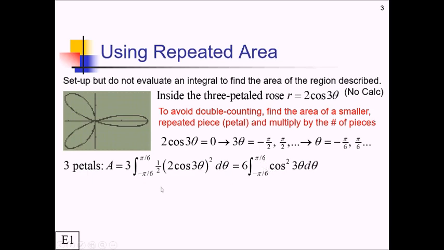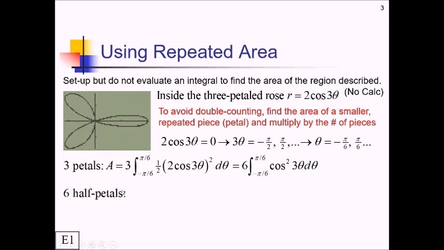Now another way to calculate this area, instead of taking a whole petal, maybe you didn't want to mess with this negative pi over 6. Maybe that weirded you out a little bit. So you could have actually done a half petal, just this half petal in the first quadrant, and multiplied that by 6.